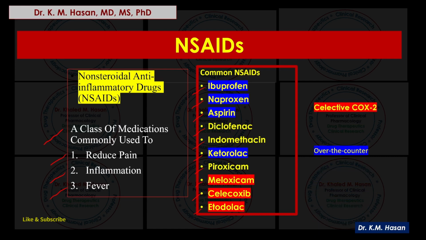So what happened here? We have two colors here. The blue highlight is over the counter, no prescription needed. So ibuprofen, naproxen, aspirin, ketorolac, no prescription needed. And the red background here, celecoxib, meloxicam, etodolac, are considered selective COX-2 inhibitors. So the blue background belongs to the popular over-the-counter medication, and the red background belongs to the COX-2 inhibitors.